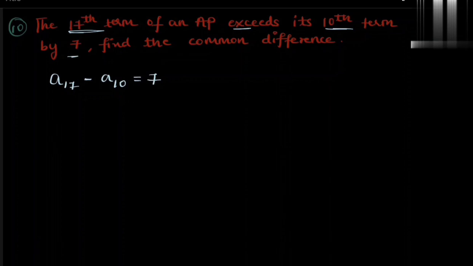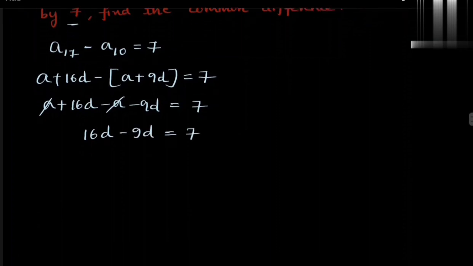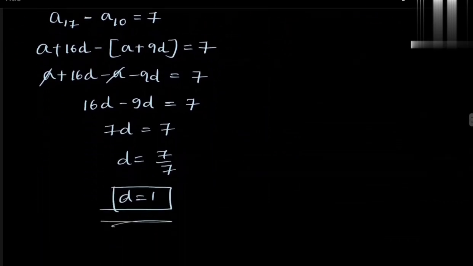So here the 17th term by the general form of an AP we write as A plus 16D. So minus A10 can be written as A plus 9D, by the general form of an AP, is equal to 7. So solve it. A plus 16D, remove the brackets, minus A minus 9D is equal to 7. So here A gets cancelled. So the remaining terms are 16D minus 9D is equal to 7. Here 16 minus 9 means 7D is equal to 7. So D is equal to 7 divided by 7. So D is equal to 1. So this is what the question asked us to find, the common difference. So therefore the answer is 1 for this one.